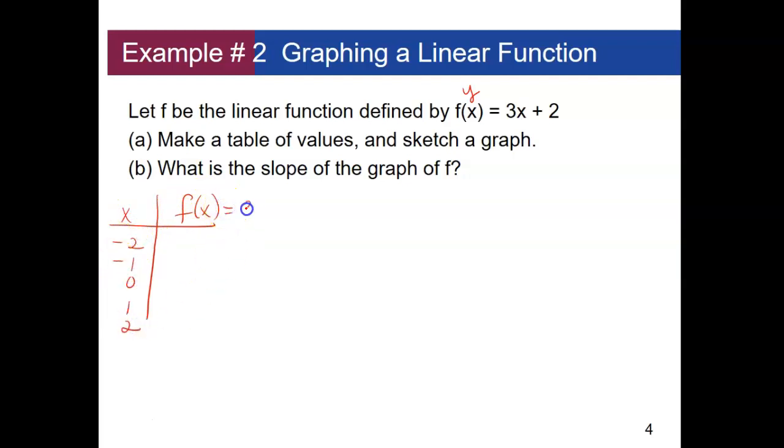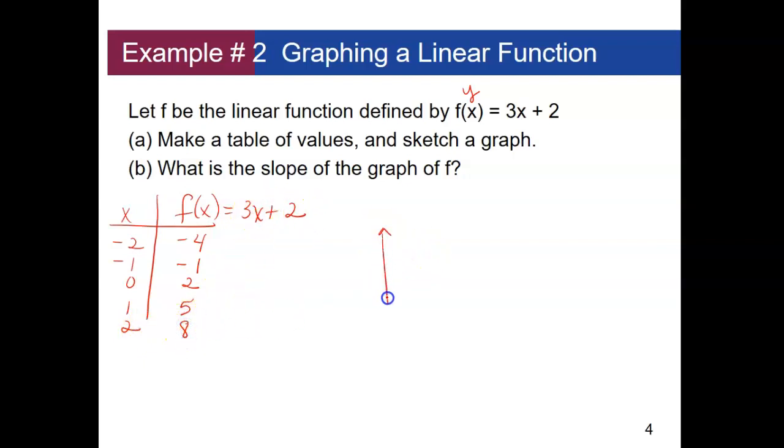Okay, so if my function is 3x plus 2, then I'm going to put negative 2 in here. So that'll be negative 6 plus 2 would be negative 4. If I put negative 1 in, I'll have negative 3 plus 2 would be negative 1. If I put 0 in, I'll have 2. If I put 1 in, I'm going to have 5. And if I put 2 in, that would be 6 plus 2 would be 8.